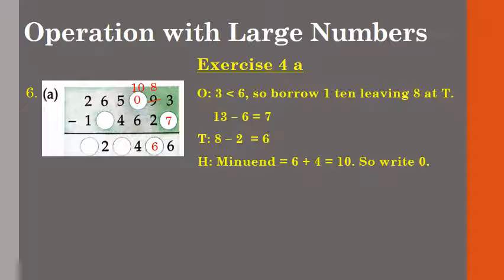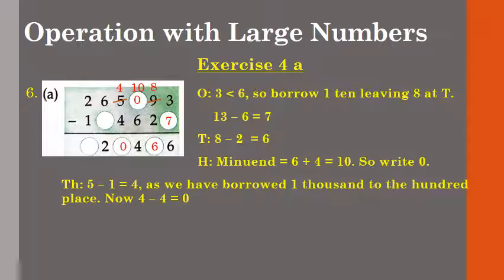Now at 100 place children, what do we have to do? See, the difference is 4 and the subtrahend is 6. So what is the minuend? 6 plus 4 is equal to 10. So what will we write? We will write 0, right? At the 100 place. And now let's come to the 1000 place.